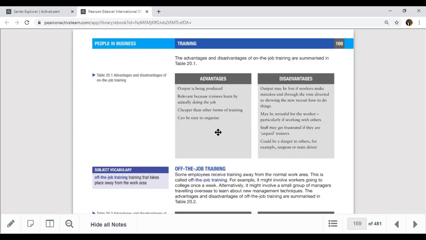And there are disadvantages of this method also. Output may be lost because, imagine in a hotel or something, sometimes mistakes can happen from the trainees. If that happens, what happens?